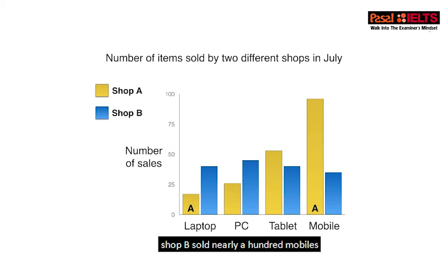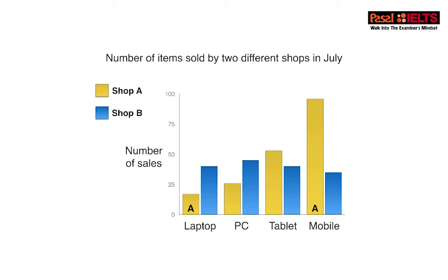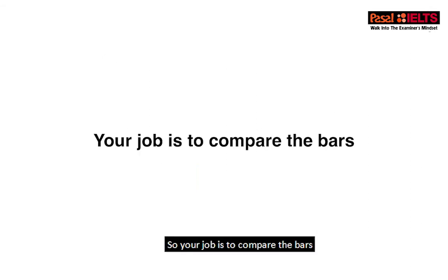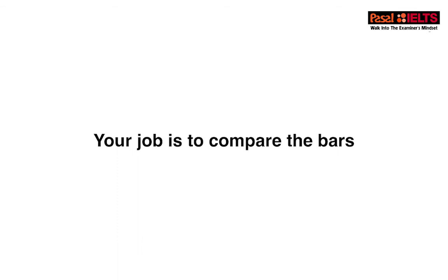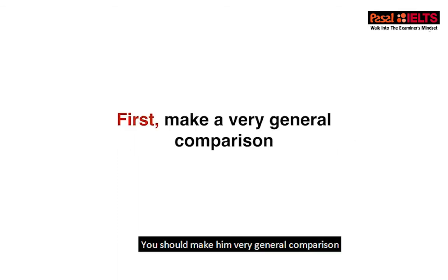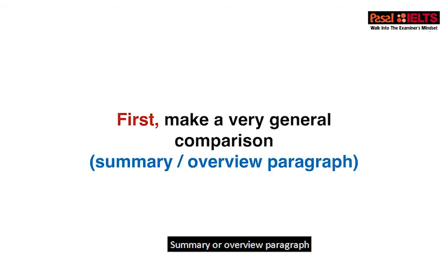Shop A sold nearly 100 mobiles, but less than 25 laptops. You could compare those two figures. So your job is to compare the bars, whether it's with time or with just items. It doesn't matter, you're comparing the bars. And first, you should make a very general comparison between the bars. This is for your summary or overview paragraph.